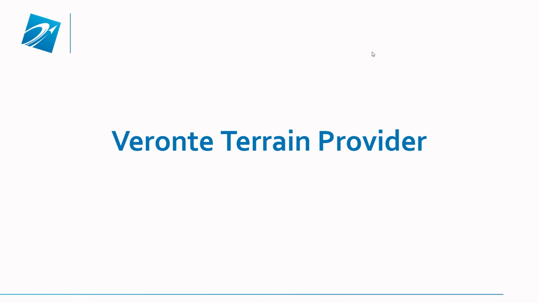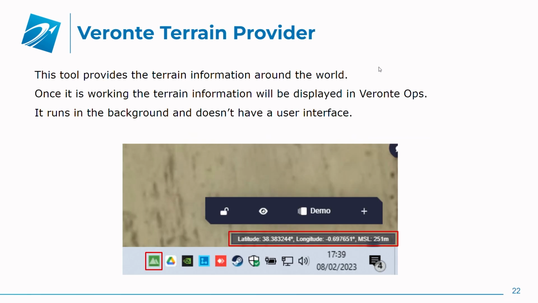Then we have Veronte Terrain Provider, which provides information of the terrain height around the world. So it's associating an MSL, so I mean mean sea level, to each latitude and longitude, and then it displays this in the bottom right corner of Veronte Ops, so it will be easy to access this information while operating.